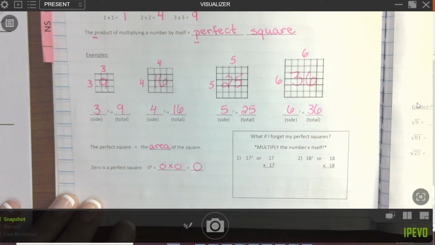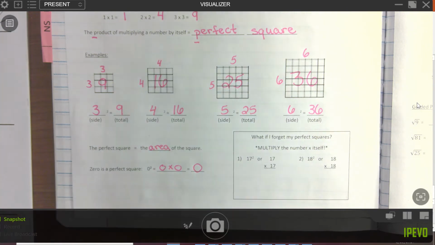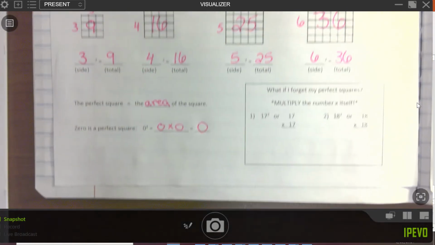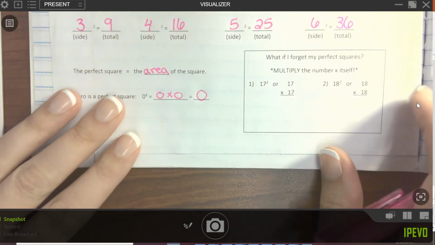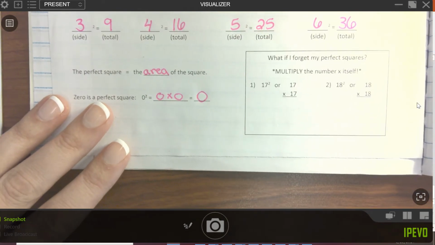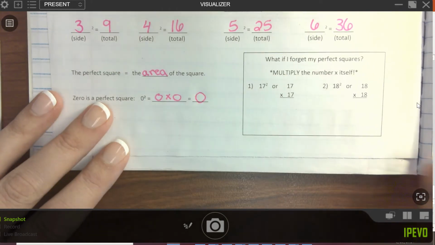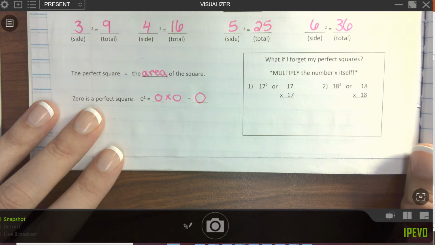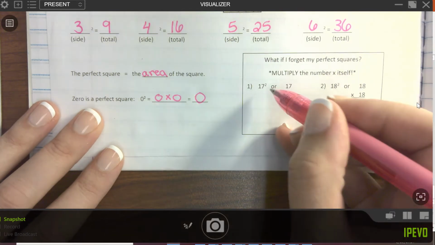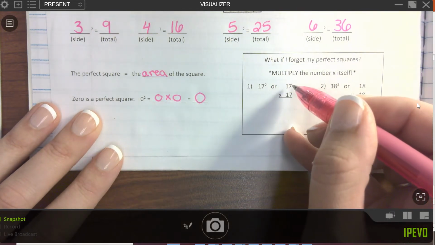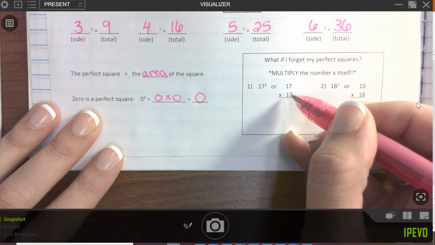And it may have been a while since you multiplied two-digit numbers like this. It may have been something you did back in elementary school, but we'll do a little refresher here just to make sure you know how to handle this if you needed to know a bigger perfect square that you'd forgotten. So 17 squared means 17 times 17. Now I just have a multiplication problem to solve here.